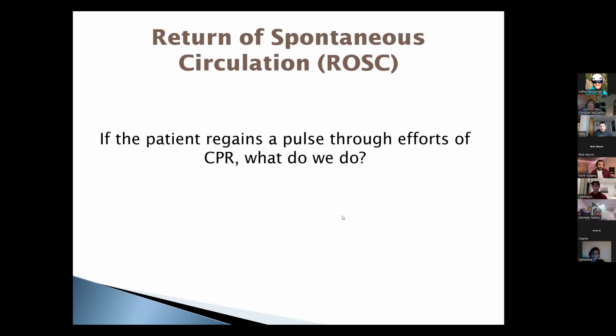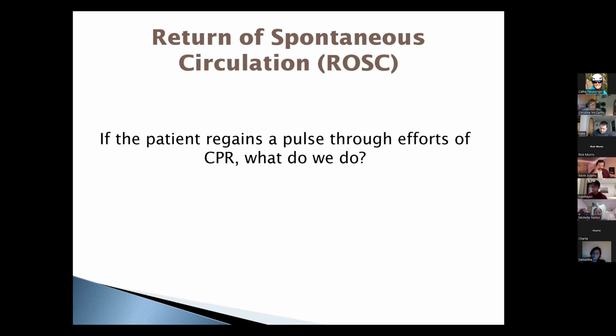So if somebody returns with a pulse, they essentially just became a high critical patient, right? They became an alive, unresponsive patient who has a high likelihood of going back into cardiac arrest. So save you the question, we're just going to treat them like a high priority patient, reassess their vital signs as much as we can.